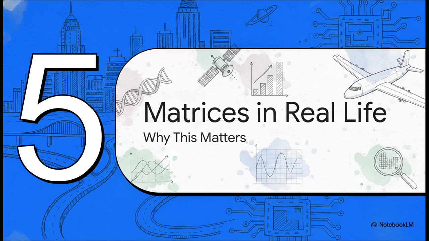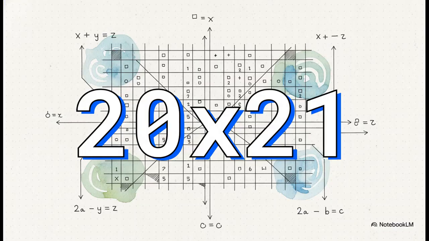So, I know what you might be thinking. Why are we doing this? Is this just some weird abstract math thing? And the answer is a huge no. Turns out matrices are basically the language used to solve some of the biggest, most complex problems out there in the real world. So, take a look at these dimensions, 20 by 21. What on earth could that be? It's not just a random size. It's the size of a really important matrix.